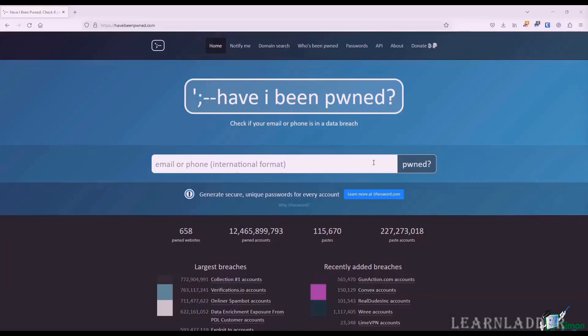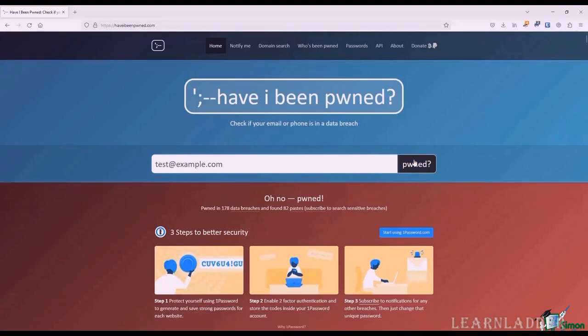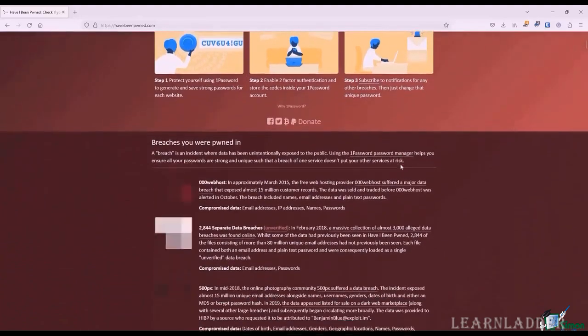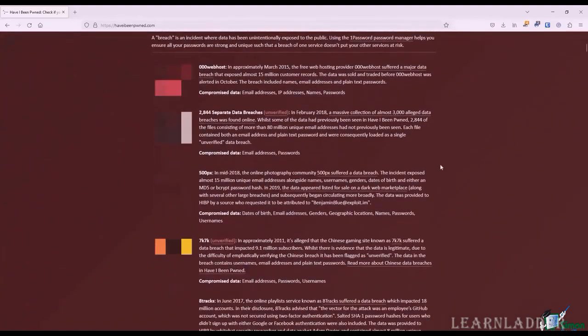has been exposed in a data breach. Let's use a simple email address, test@example.com. This is pretty much guaranteed to have been exposed in data breaches. We see here that it was pwned in 178 data breaches, and there were 82 pastes. If we scroll down here, we can get more information about the exact security incidents or data breaches that this particular email address and its associated information exposed.